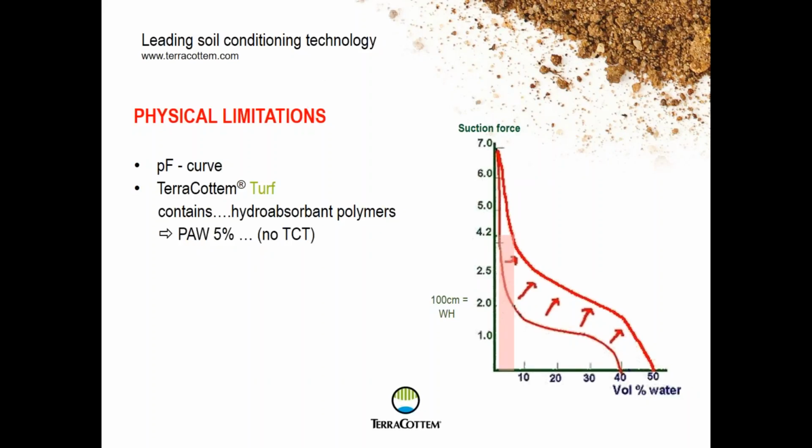So instead of having 5% of plant available water, you now have 25% of plant available water. So the same soil, but with TerraCottem turf.